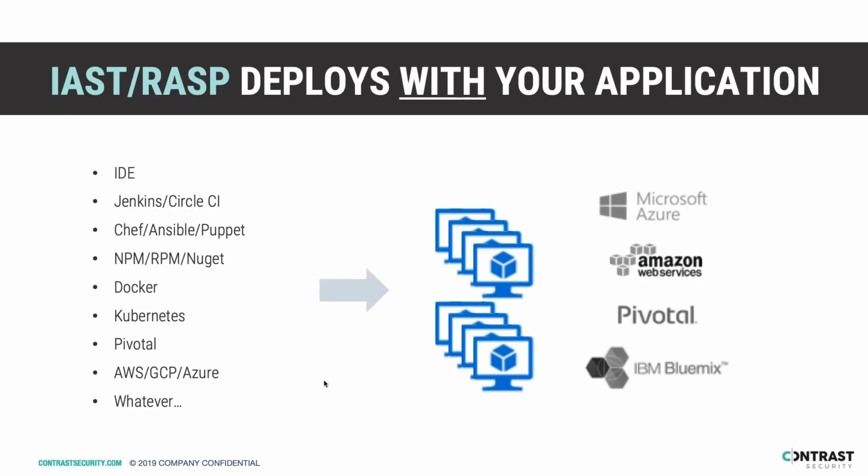So some wonderful things happen when you embed AppSec inside your applications. What it means is AppSec deploys with your application. So you no longer have to care how you deploy things, right? Whether you deploy using your IDE, whether it onboards with Jenkins or Circle CI, whether you're using Chef, Ansible or Puppet or any of the other package management tools, your idiomatic platform-specific package management, Docker, Kubernetes, however you deploy and run your application, your AppSec is right there with you all the way across the application development lifecycle.